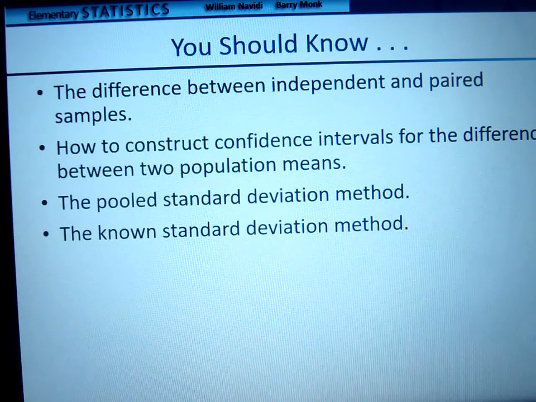So what you should know from this one is the difference between independent and paired samples, how to construct a confidence interval for the difference between the two population means, the pooled standard deviation method, and the known standard deviation method. And this would be all for 10.1.